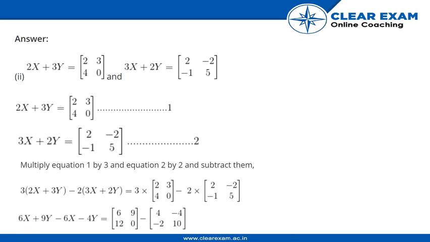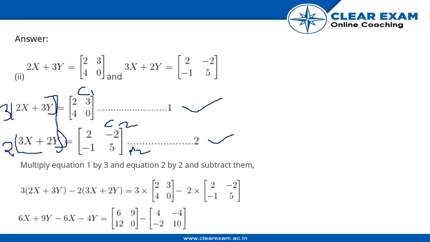So now we have our first equation as 2x plus 3y is equal to the matrix 2 3 4 0, and our second equation as 3x plus 2y is equal to matrix 2. So what we do, just see the LHS part of both the equations. Consider this as constant 1 and this as constant 2. How do we solve these equations? We multiply 3 into the first equation and 2 into the second equation, so that we can eliminate one of the variables.